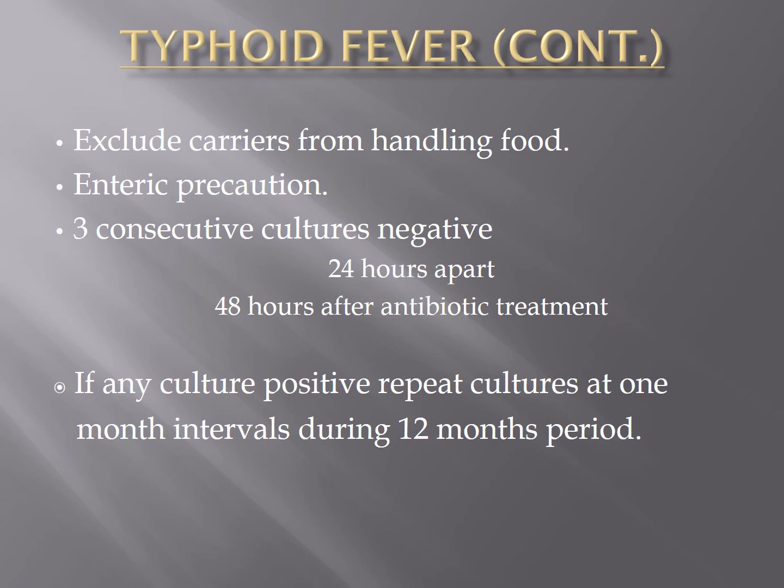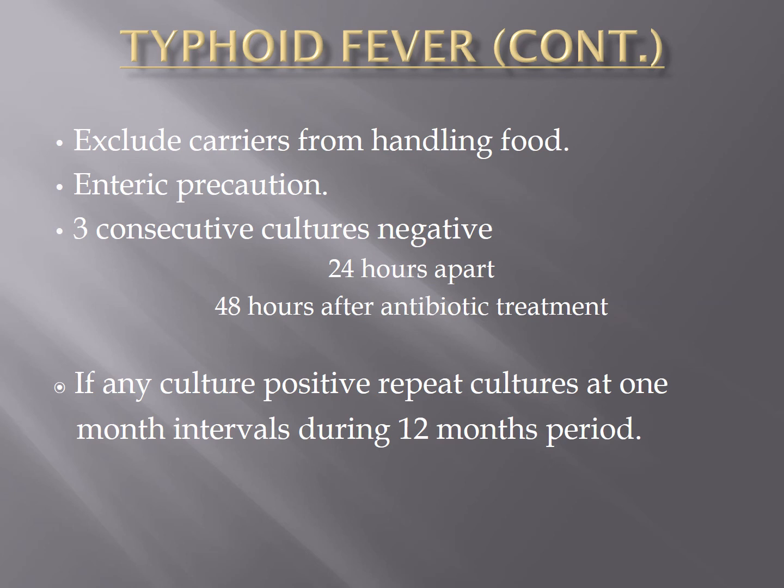So exclude carriers from handling food. Make sure that those who are handling food are not carriers. This type of precaution, if a disease is transmitted from the excreta or the microorganism exits through the GI tract, through the excreta of the patient, this patient should be placed on what we call enteric precaution, meaning that we have to be careful while handling the excreta of this patient.